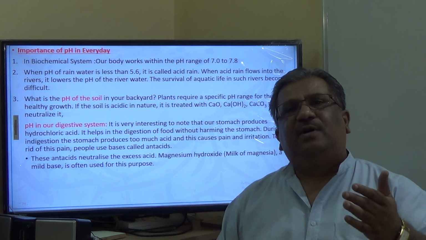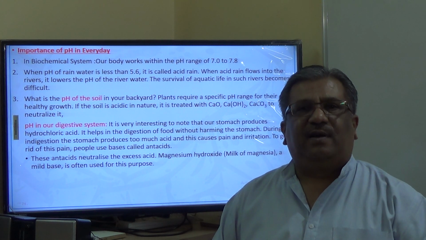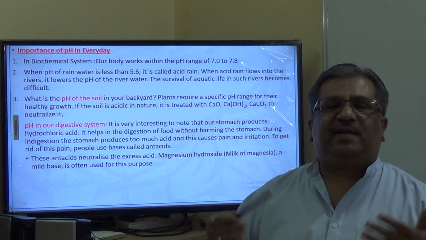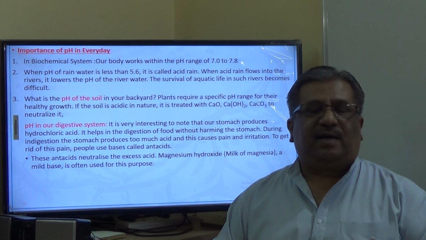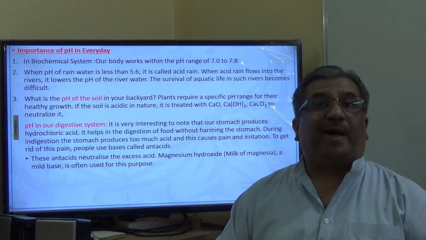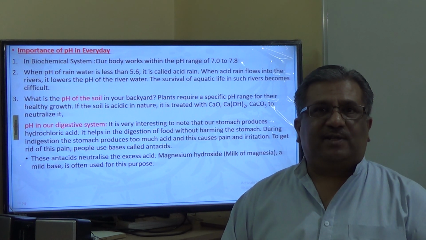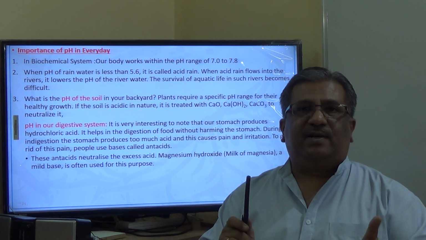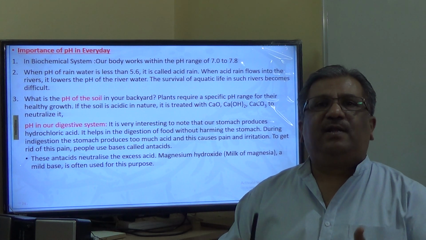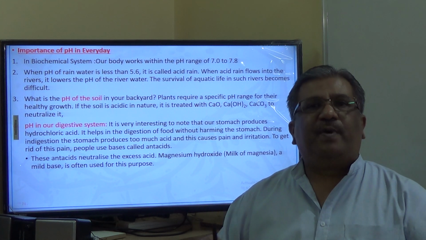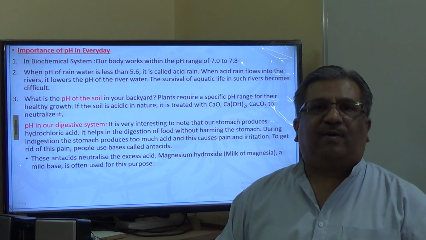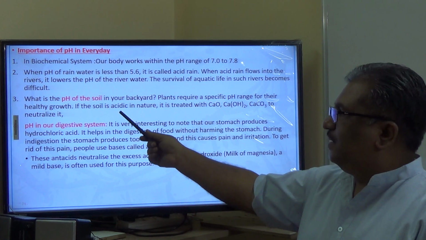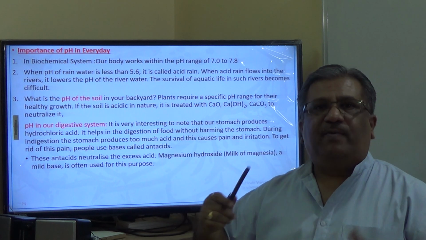What about the other function of HCl? Why is it so acidic? Why does the gastric juice contain hydrochloric acid? The other function is that it also kills harmful pathogens, is it not? Microorganisms. Only under that acidic condition would it be able to kill the microorganisms, which could be harmful in terms of causing diseases. And therefore in the digestive system also, pH plays a very important role.